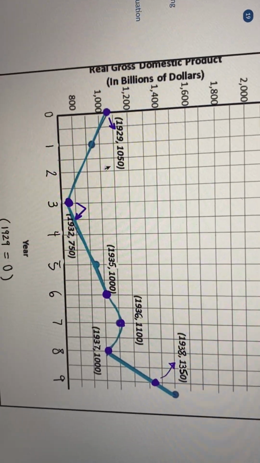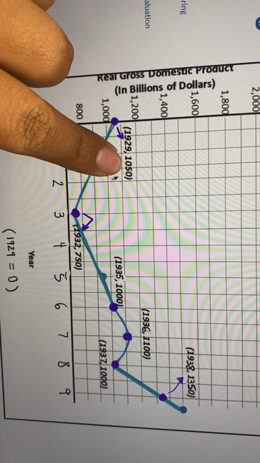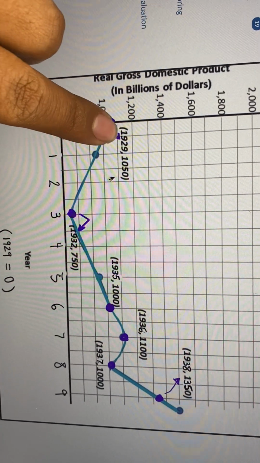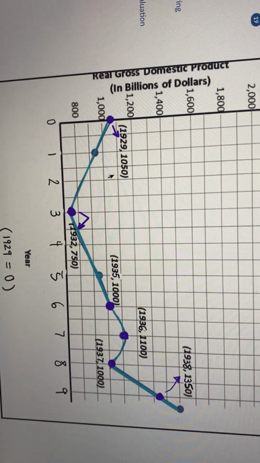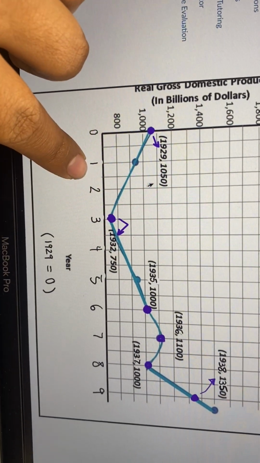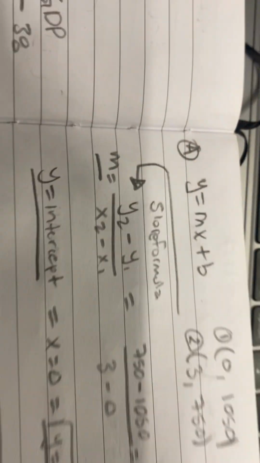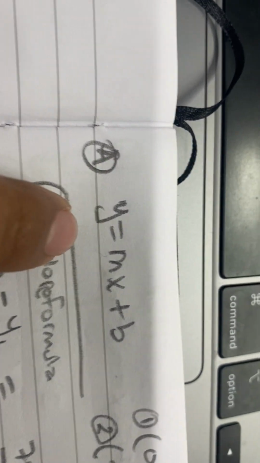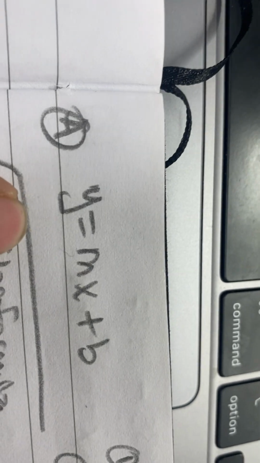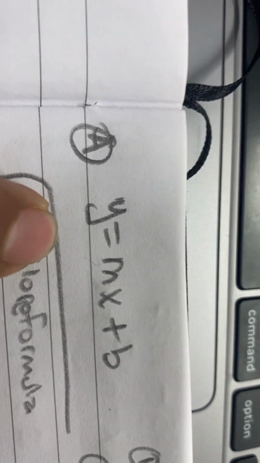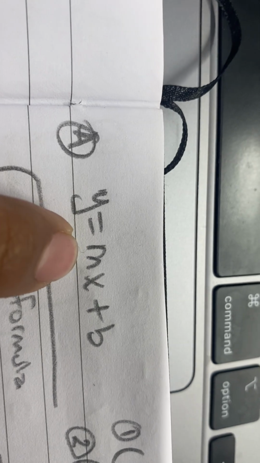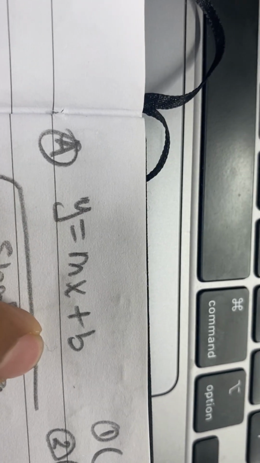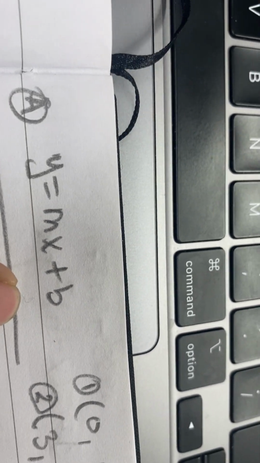And this is relatively the GDP, and this is the value, but we're going to substitute 1929 for 0 up to 9. So as we start here, we are looking at the formula that we're going to use, and this is the slope, the variable of x, and this is the y-intercept.